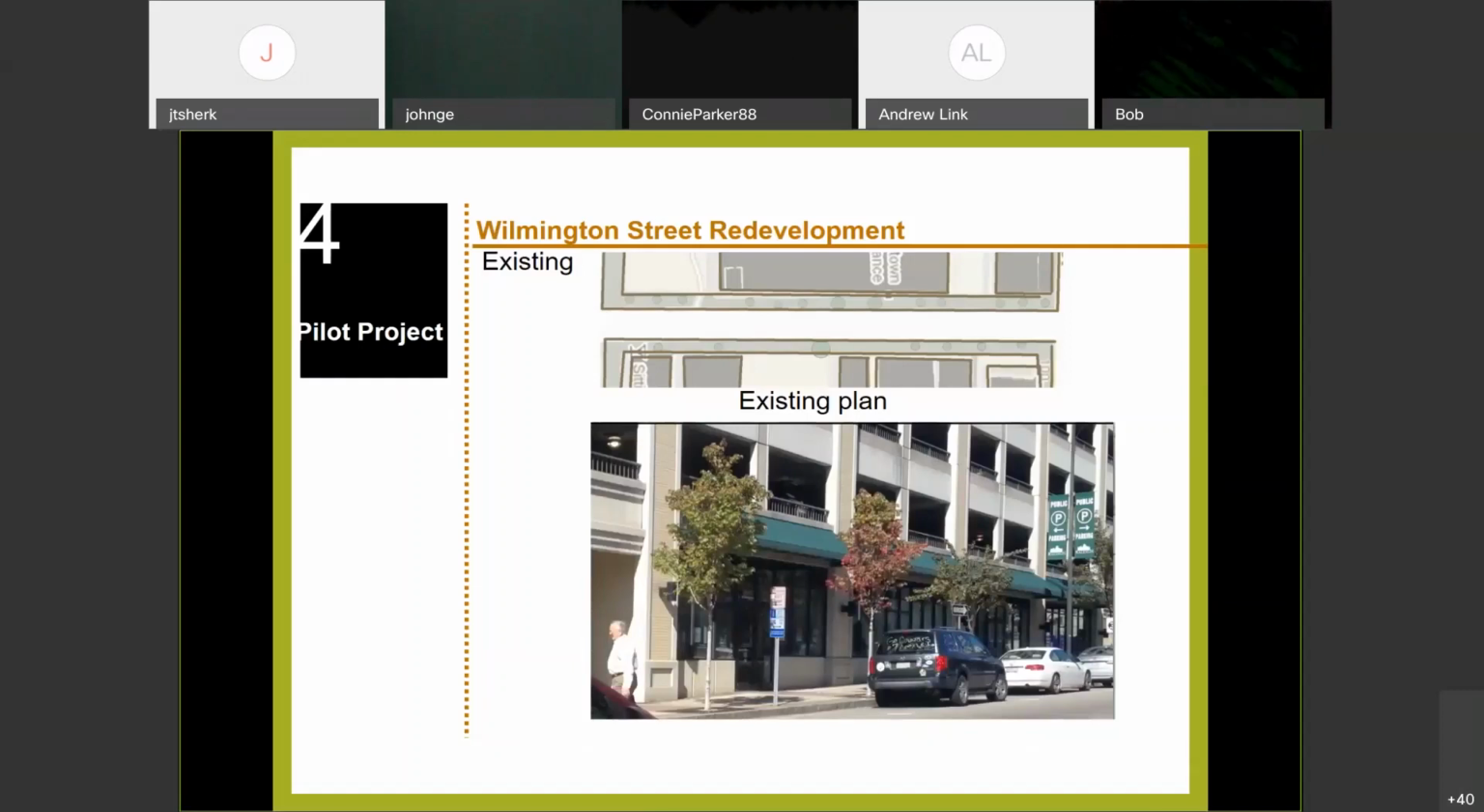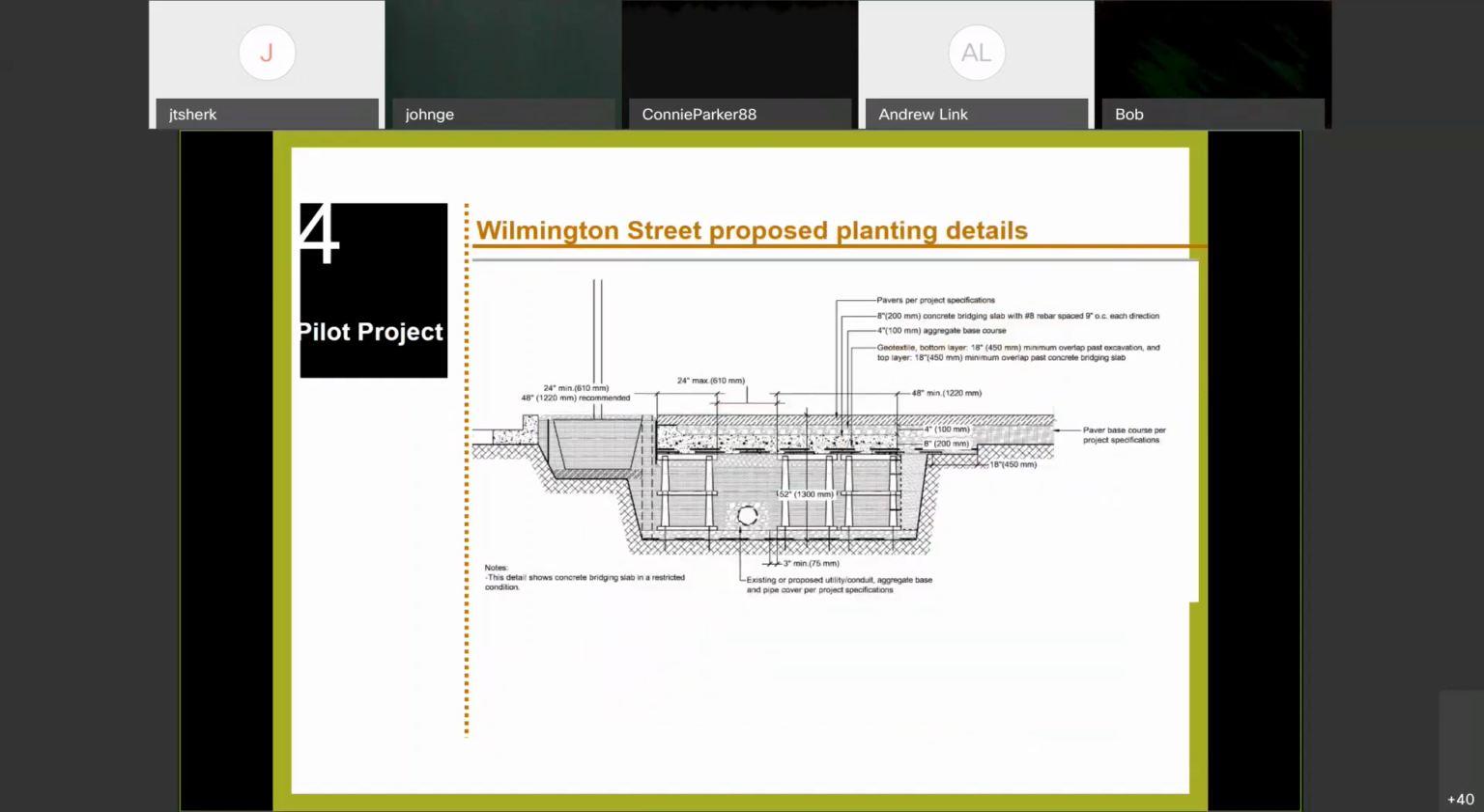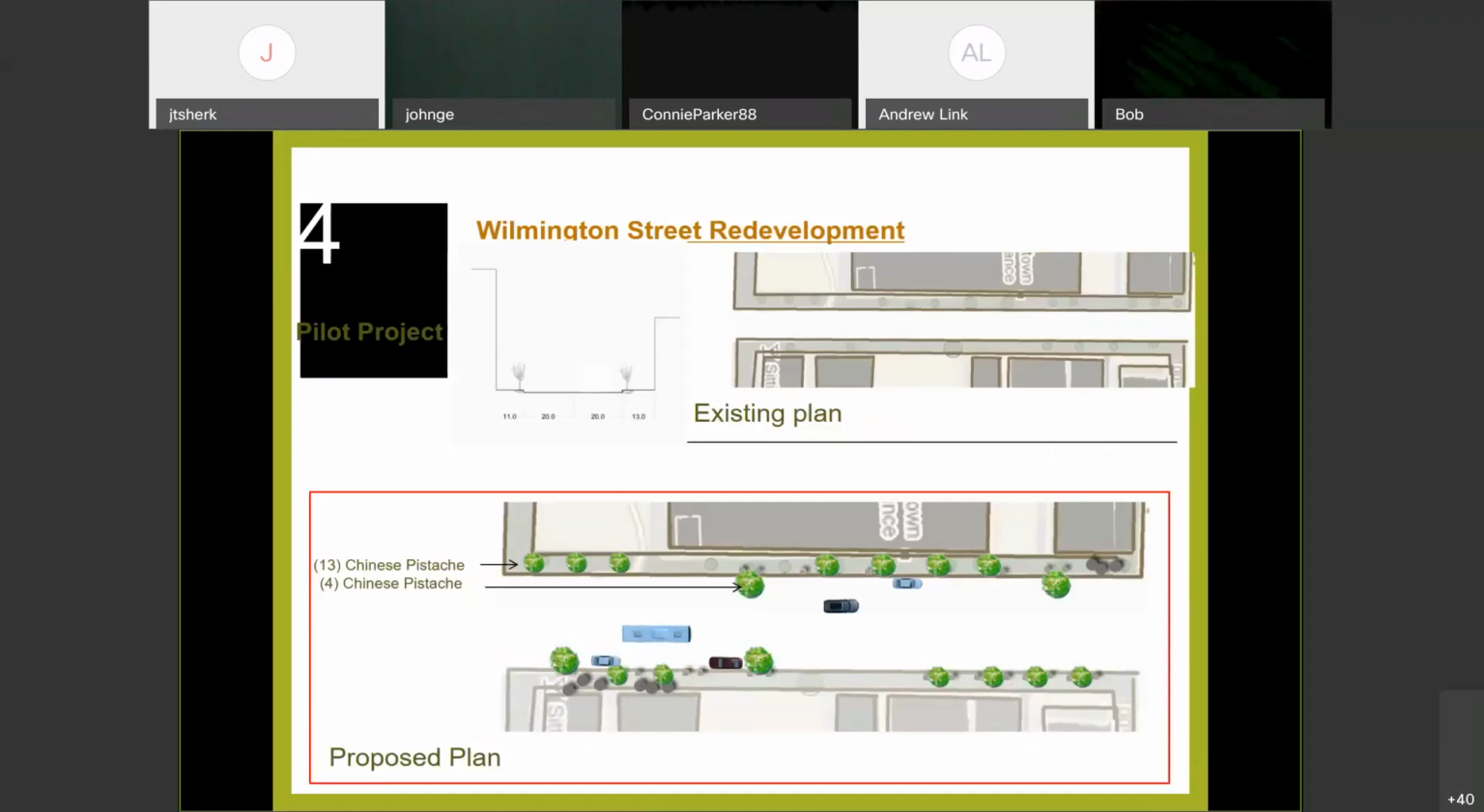So just like my other student, I asked her to apply this to the poorest performing street, which was Wilmington Street. And so she chose to use the Silva cell system. And she chose the Chinese pistache, which is a very good urban tree. And you can see above the existing planting, and then below how she planted with good spacing, and she, with the use of the Silva cells, providing the root zone underneath that pavement. She even included that example from the tree being planted in the street.